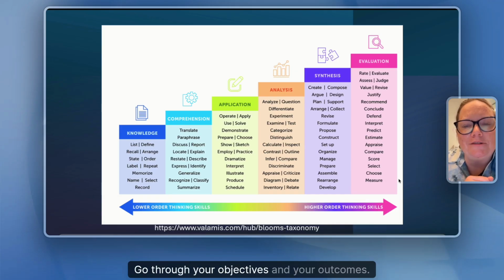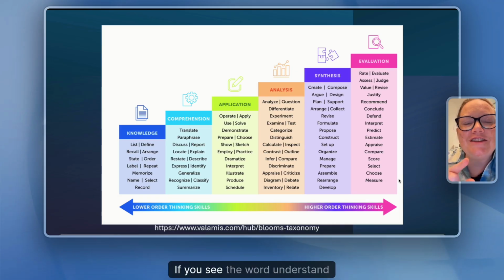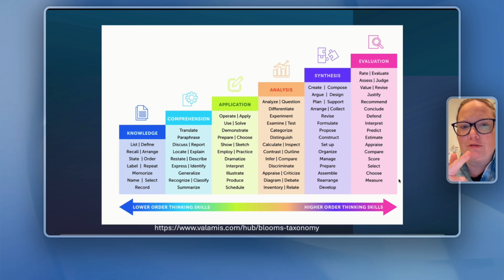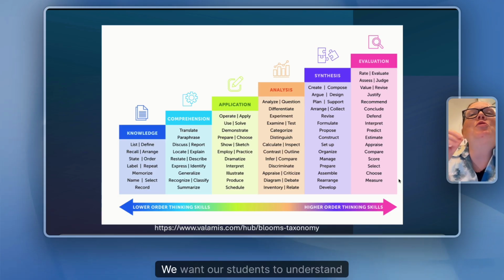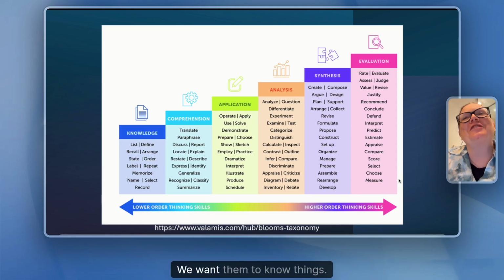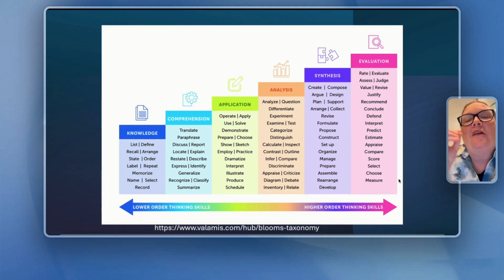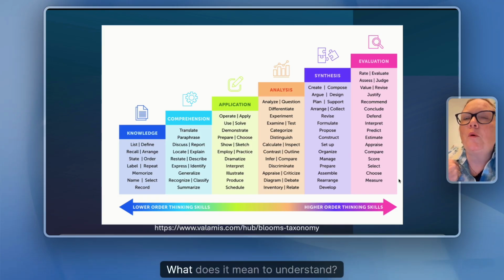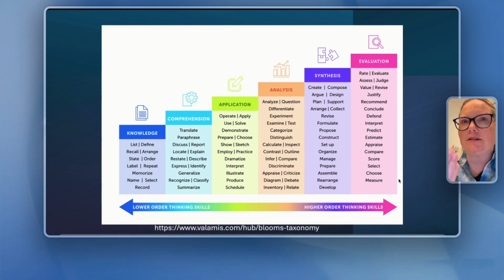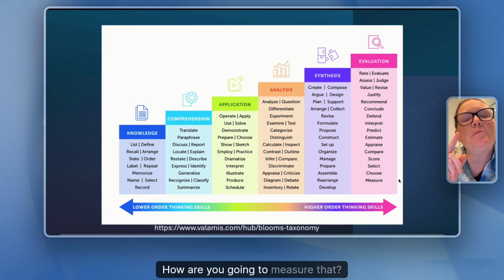Go through your objectives and your outcomes. If you see the word understand or know, cross it out. Get rid of it. Find a new verb. Yes, we want our students to understand things. We want them to know things. The problem is you cannot measure those verbs. So what does it mean to know something? What does it mean to understand something? How are you going to measure that?